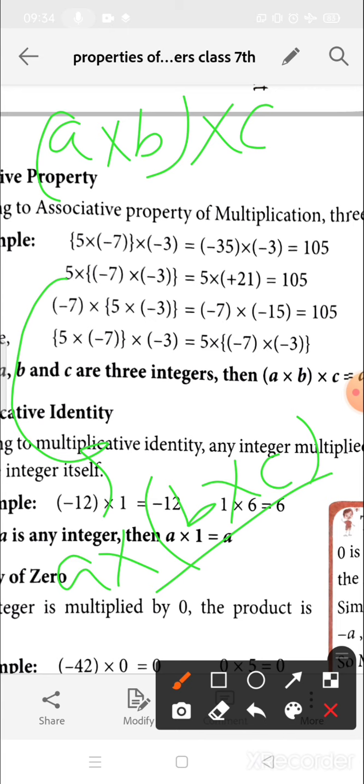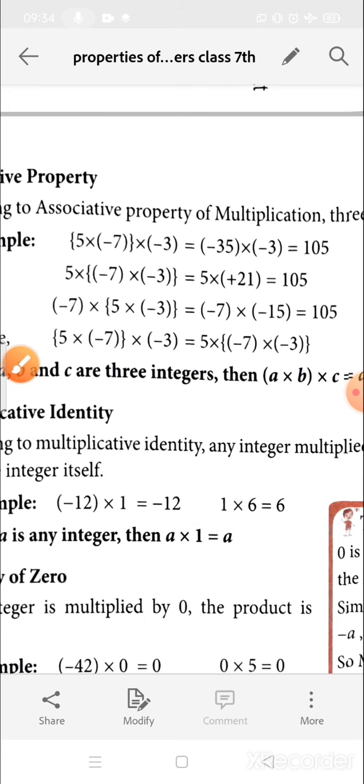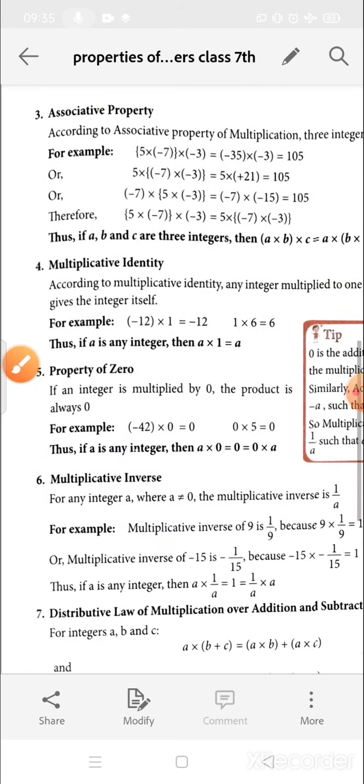When we multiply minus 7 by minus 3, due to 2 negative signs and 2 being even, their product is positive. So minus 7 multiplied by minus 3 will become equal to plus 21. When plus 21 is multiplied by plus 5, it will become 105 again. Clear? So from here we can say that in both cases the result is the same, and this is due to the associative property. Clear? Now we will move on to the next one.